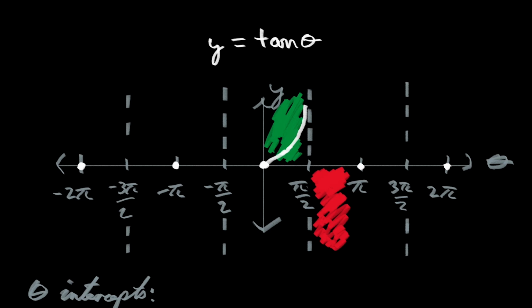In other words, it has negative y values. So we know that here we're going to have asymptotic behavior, which means that our graph is going to look something like this. We know that we have to pass through this point, from when we calculated our axes intercepts before, so our theta intercepts.